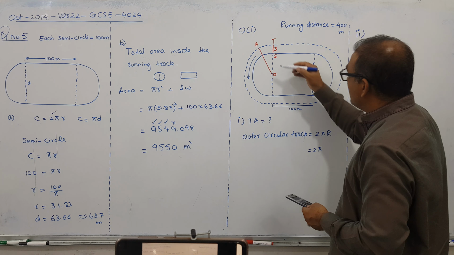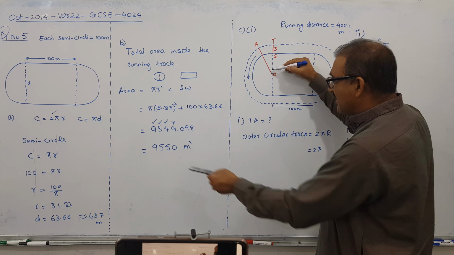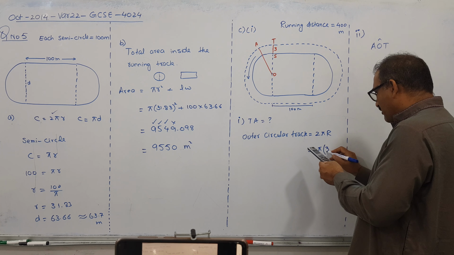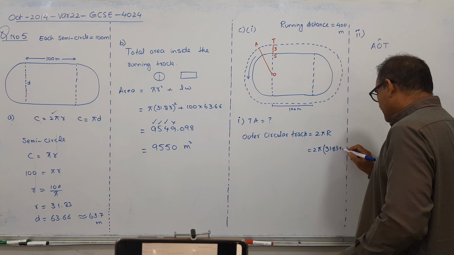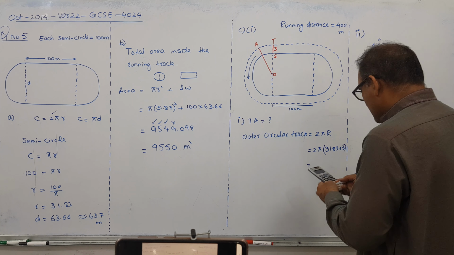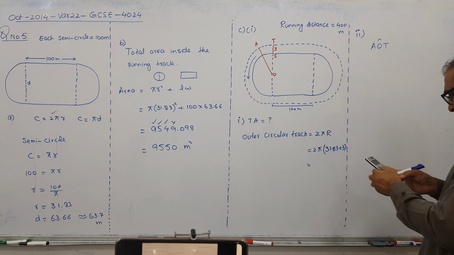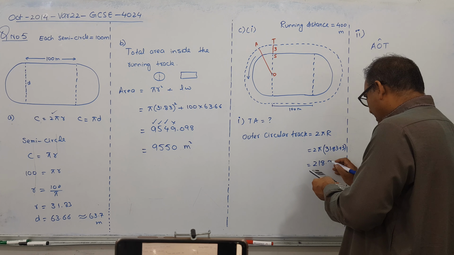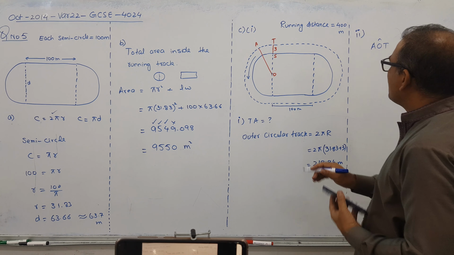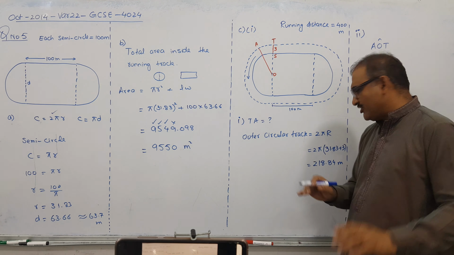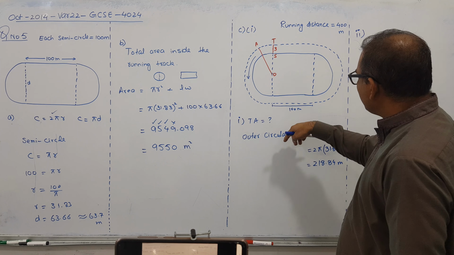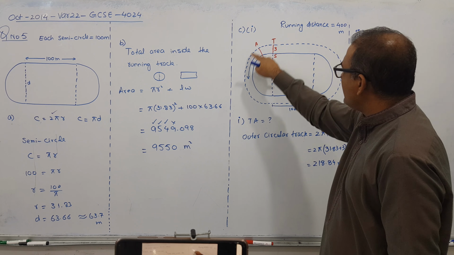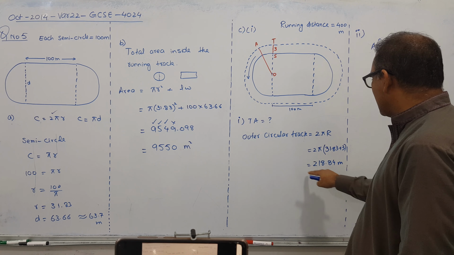So 31.83 plus 3. Why plus 3? Because from here to here is 31.83 and plus 3. So I got here 31.83 plus 3, and times 2 times pi, it is giving us 218.84 meter. Now the last step only and the question finishes. Leave the straight edge. So can I see the circular path, this and this? Total is 218, I hope you understood.